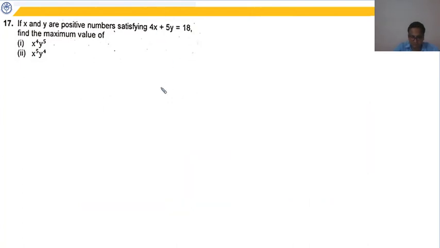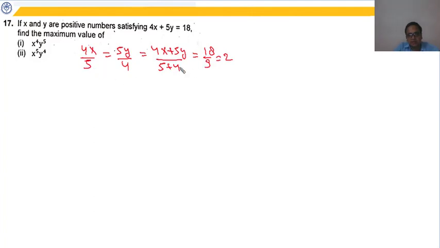Let's do the second part. We have to maximize x to the power 5, y to the power 4. You can do directly. 4x divided by power of x is equal to 5y divided by power of y, and add the numerators, so you add the corresponding denominators also. So this becomes 4x plus 5y, given as 18, upon 9, which is 2. Just equate the first and the last part. We get the value of x as 5 by 2 and the value of y, if you equate this, comes out to be 8 upon 5.